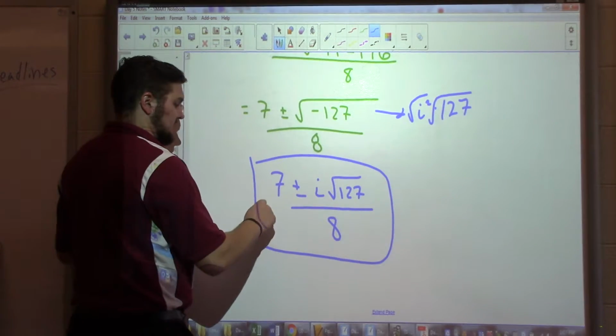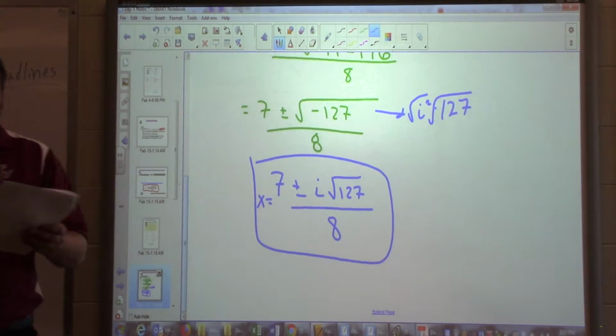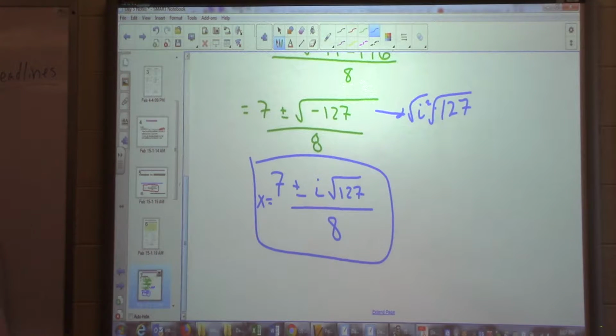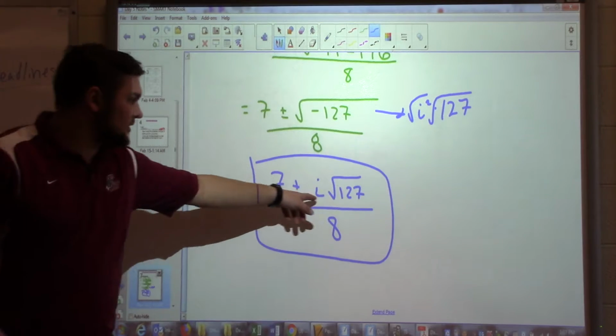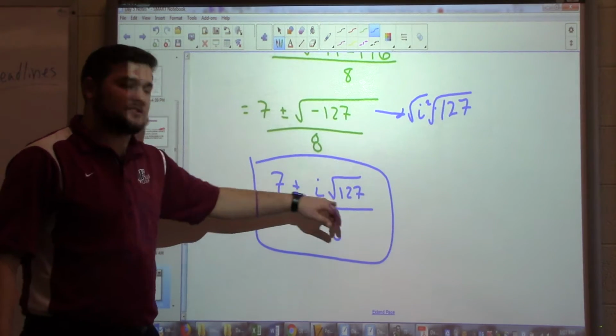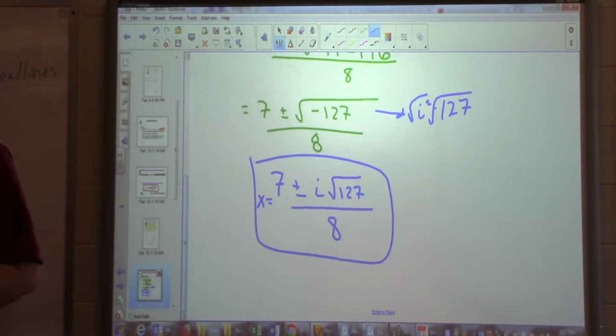That's my answer, right? X equals that. That's what x equals. That's 2 answers there. 7 plus i square root of 127 over 8 and 7 minus i square root of 127 over 8. That's your final answer. It's all we can get because we don't want to round. We don't want to do the square root of 127. That's our final answer for that problem.